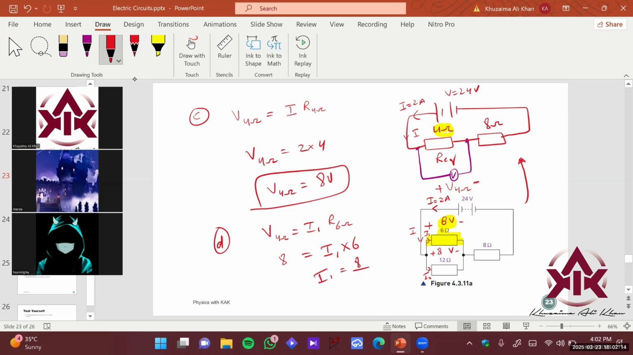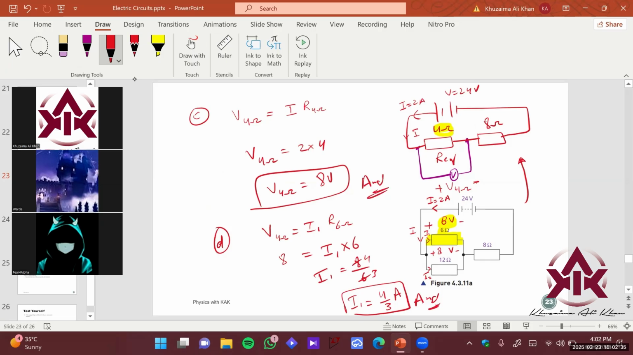So I can find the current as follows. That is going to be 8 upon 6. 2 4s are 8, 2 3s are 6. So it's 4 upon 3, that is 1.3333 amperes, right? So it's 4 upon 3 amperes that is flowing in this branch. So that is the answer for this.